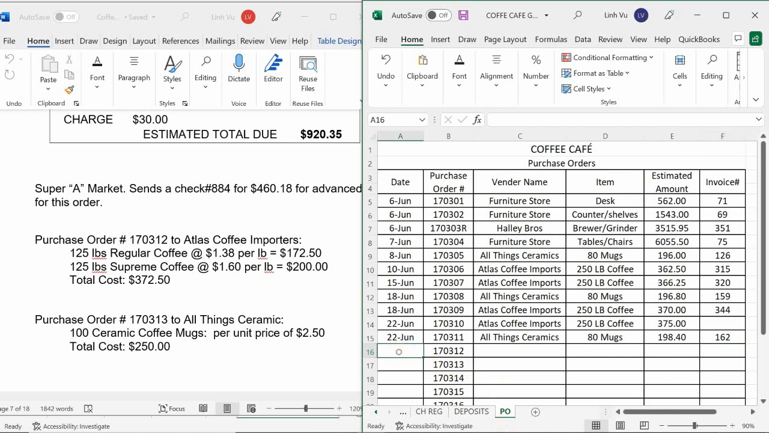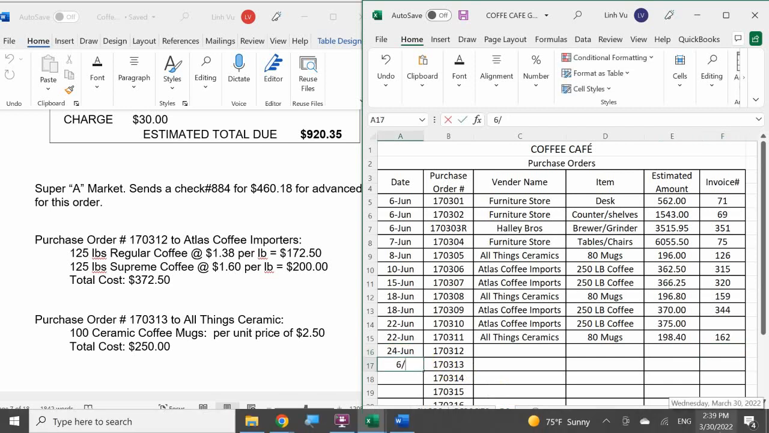Today is the 24th. We want one from All Things Ceramics, and then we want one for Atlas Coffee for the 250 pounds of coffee for $372.50. And of course, we can't forget, we want 100 mugs this time, which is going to cost us a total of $250.